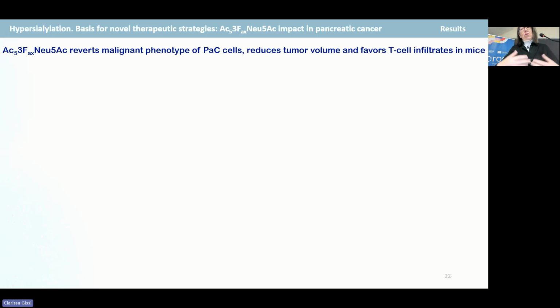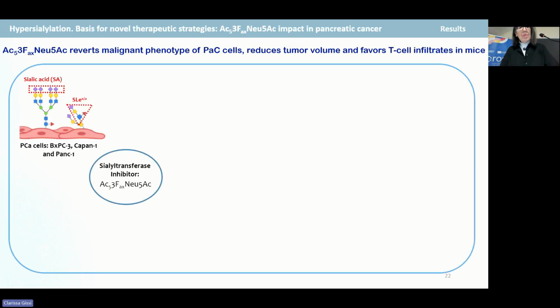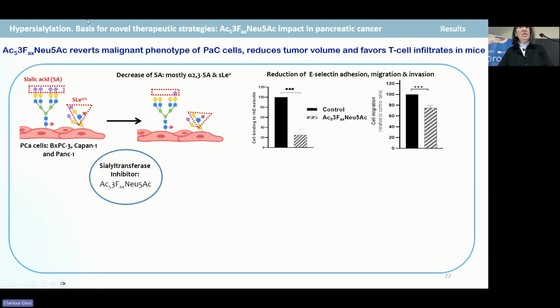Then we analyze the functional effects of this reduction. As you see here, we had in previous results the decrease of the sialylated antigens on these cells, and we observed these functional effects on selectin adhesion, migration, and invasion. And in all cases, we observed a decrease of this migratory phenotype and invasive phenotype.